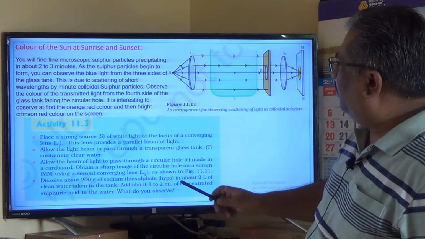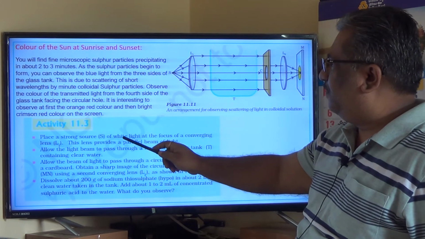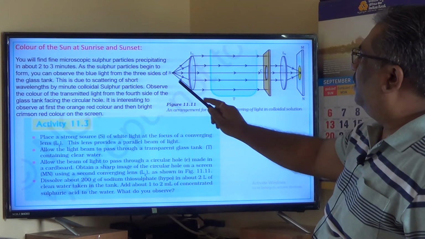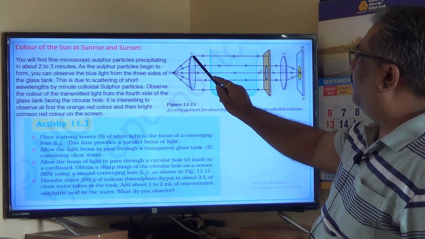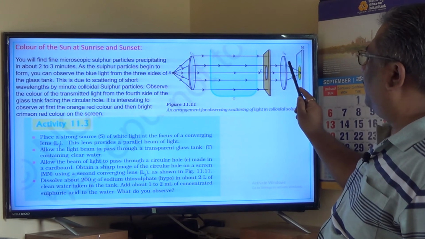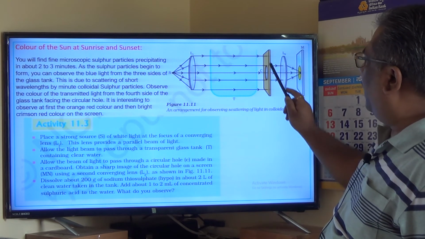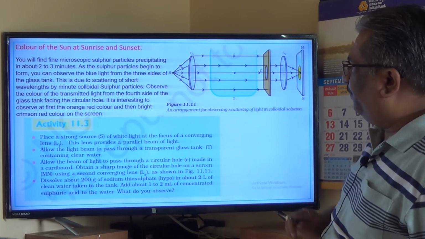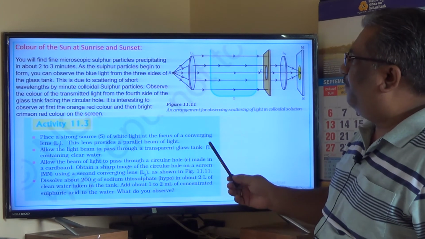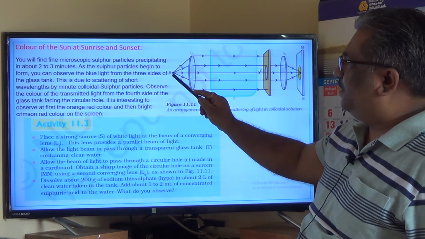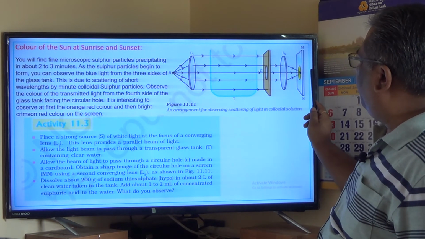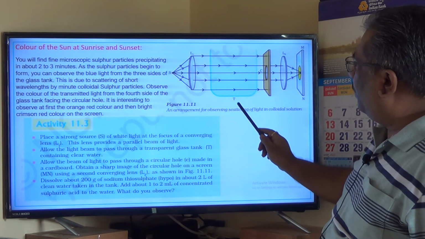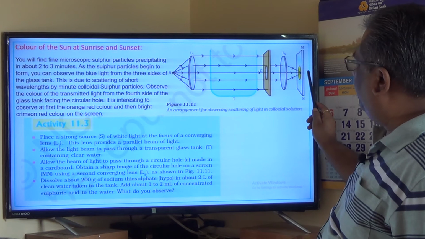See here, activity. Place a strong source of white light at the focus of the converging lens L1. S is the source of light, L1 is the converging lens, L2 is also a converging lens. This is a screen over here, and this is a cardboard with a hole. This is a beaker containing water. And what is it that we are going to see here? Here this point source is considered to be the sun, and when we view from this side, here is an eye. The screen is nothing but the eye here, and here also one more eye. Observer can be here and observer can be here also.